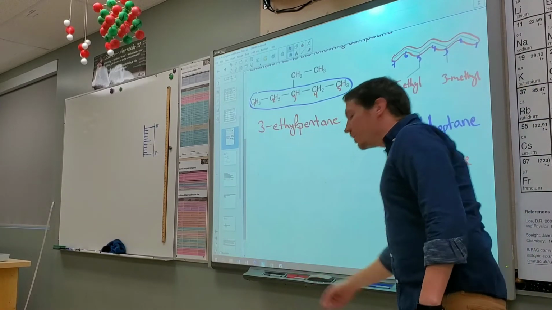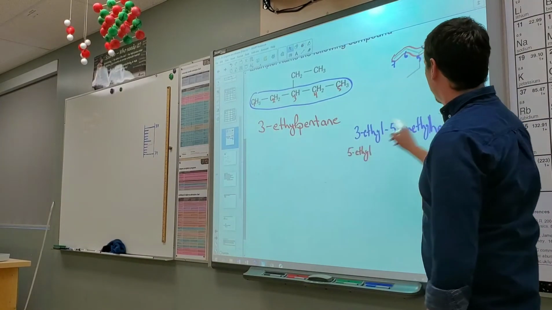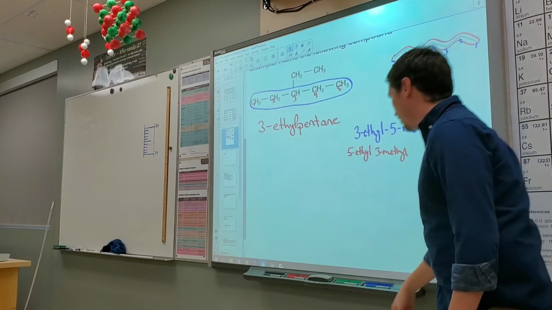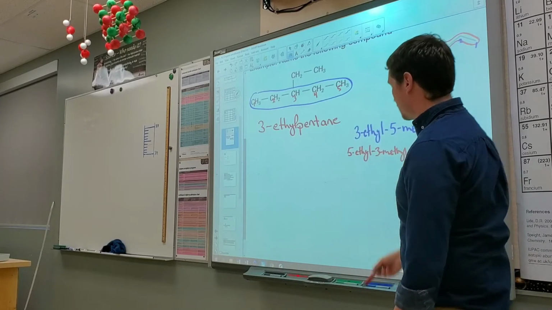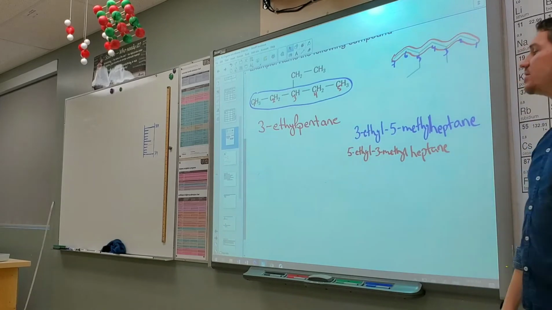So what we're going to do is arrange these in alphabetical order. So the 5-ethyl goes first, and then the 3-methyl, right? And we always have dashes between letters and numbers, and then we say heptane. Now here's the problem.